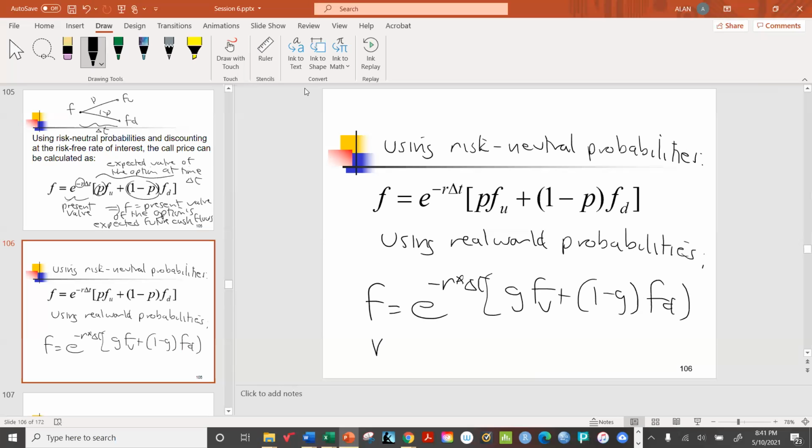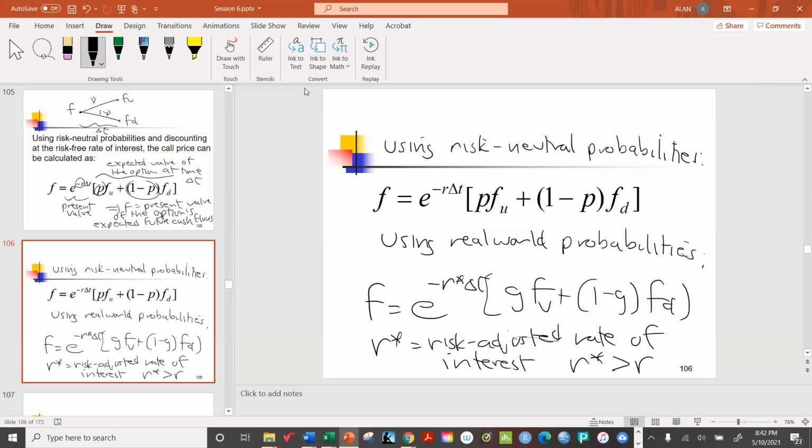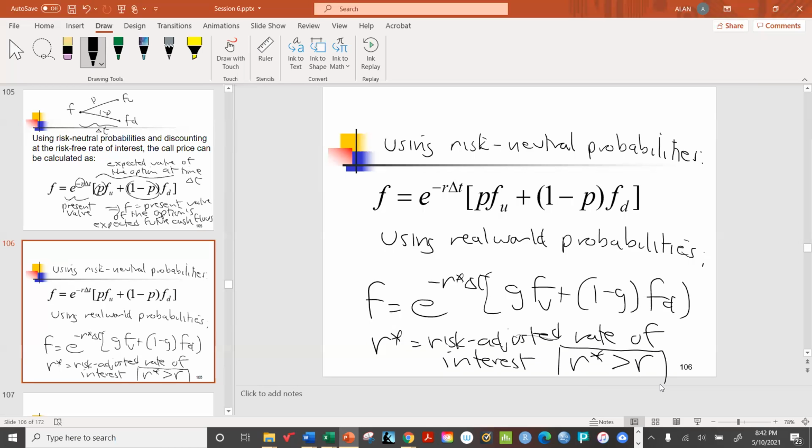This R star is the risk-adjusted rate of interest, which would be greater than the risk-free rate. It would have to be high enough to compensate risk-averse investors for buying a risky asset. The question is, how do you estimate R star? That would have been a massive challenge had Black-Scholes not come up with this risk-neutral framework. But because we're using risk-neutral probabilities, we're going to get the same price, but we get to discount all the cash flows with a risk-free rate, which is much more convenient than using a risk-adjusted rate.